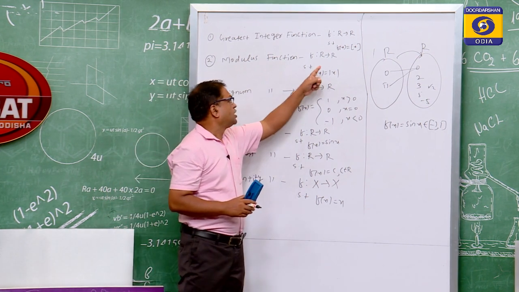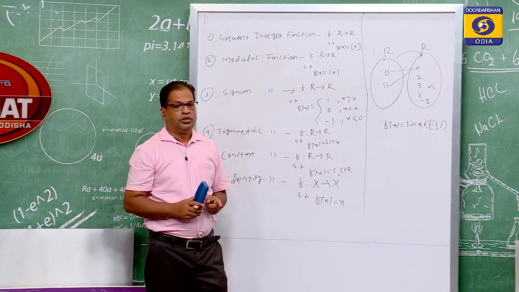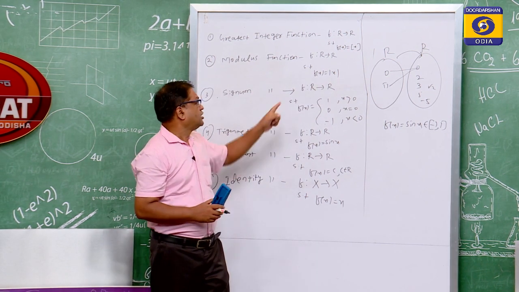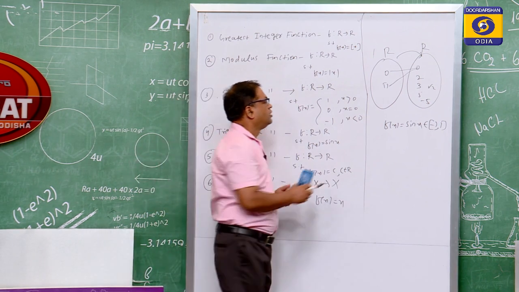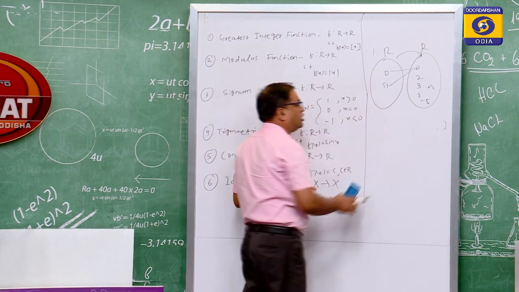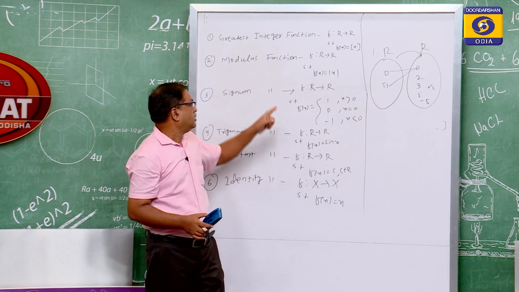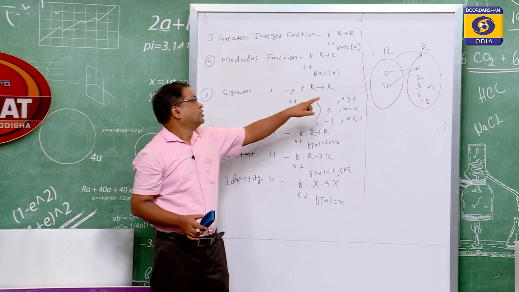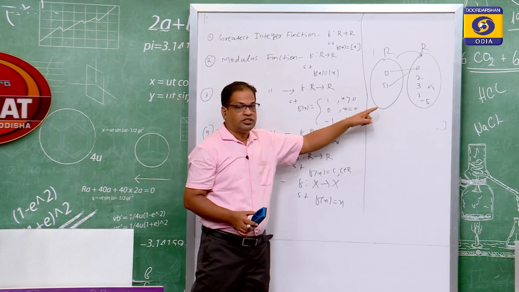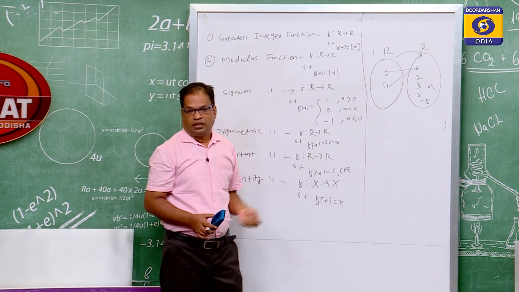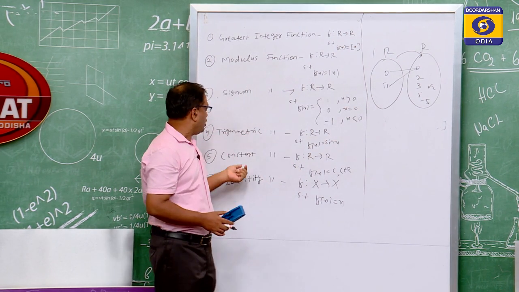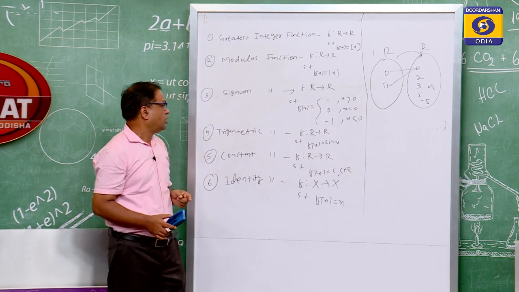But these functions can be made 1-1 and onto if we restrict the domain and codomain. When you study inverse trigonometric functions, you will see how sine inverse exists when we restrict the domain and codomain. And the fifth one is the constant function.